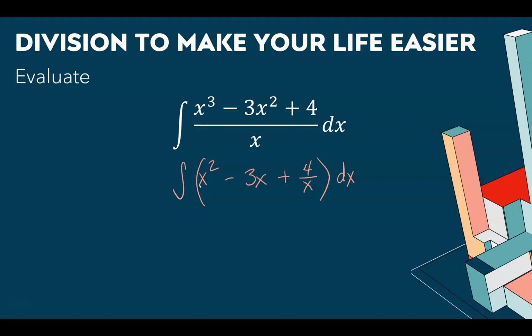Antiderivative of x squared is x cubed over 3. Antiderivative of negative 3x is negative 3x squared. And the antiderivative of 4 over x is 4 natural log of the absolute value of x, we just showed you that, plus that constant.